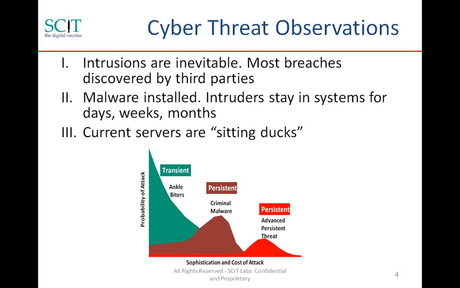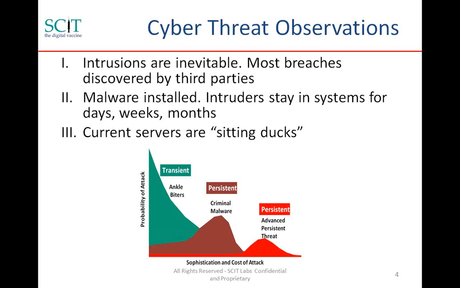So in this slide, I summarize our observations of the cyber threat. I'm going to walk through and emphasize three key observations. The first one is, experience shows that intrusions are inevitable. Most breaches are discovered by third parties. This was true of the three examples we just took. This implies that detection and prevention approaches work only some of the time. They do not work all the time.